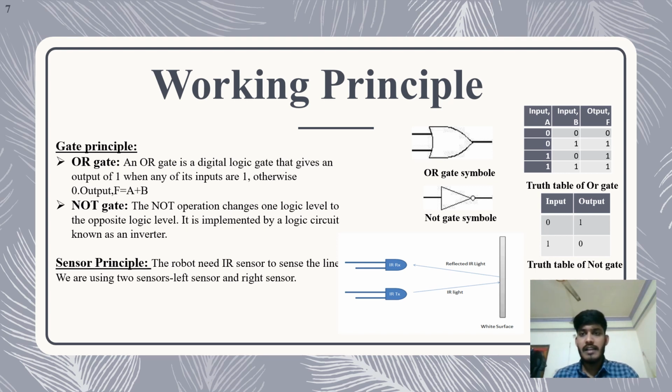The output will be 1 for the OR gate when any input is 1, and for the NOT gate, if we give input low the output will be high, and similarly if we give input 1, the output will be 0. Then the sensor principle: here we use just two IR sensors, and the sensor will detect the black line and the white line.